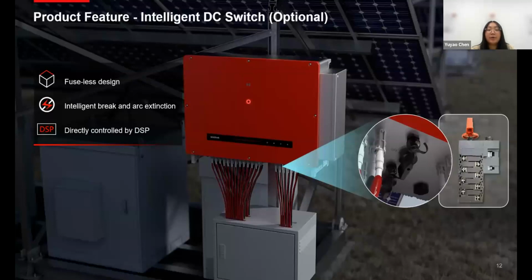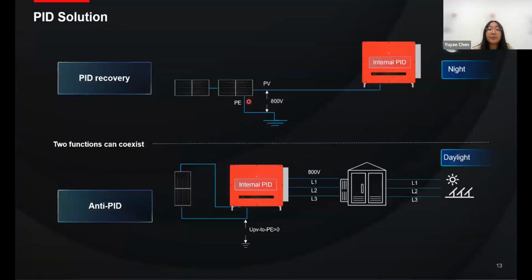And then it is an intelligent break and arc extinction. So for example, if the DSP, the control board, detects some fault current or fault voltage happening on a string, it will give the command to this DC switch to open, and cut off the faulty strings. So that's what the intelligent DC switch will do, directly controlled by the DSP.